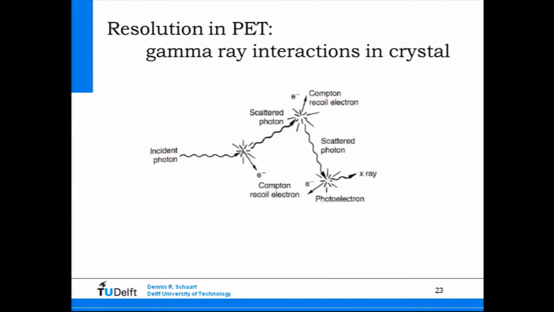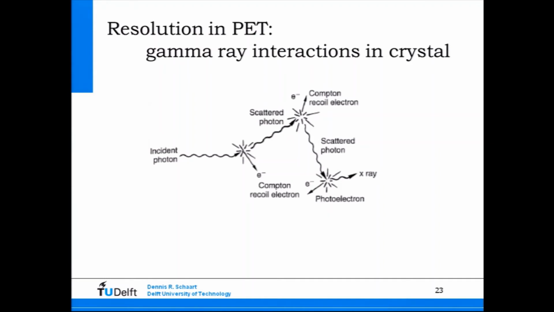Then there is a third factor that contributes to spatial resolution, which is the interactions in the crystal. Here again, we rely on the photoelectric effect and Compton scattering, and quite often, especially in PET, multiple events have to take place before the photon is fully absorbed. So you can be lucky and have a photoelectric effect going on right on the first hit, but that actually happens typically only in about 30% of the cases.